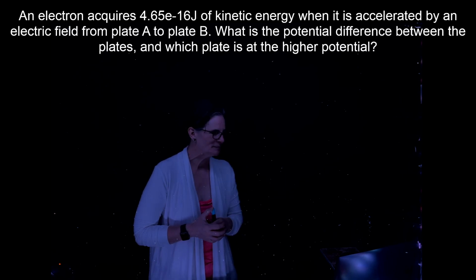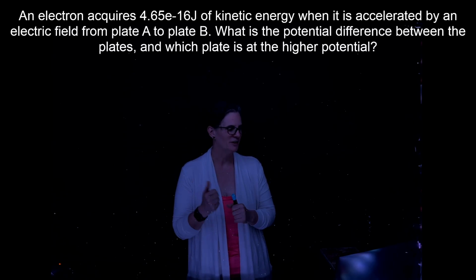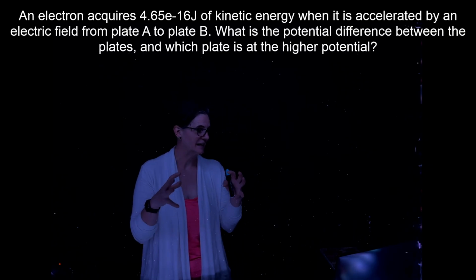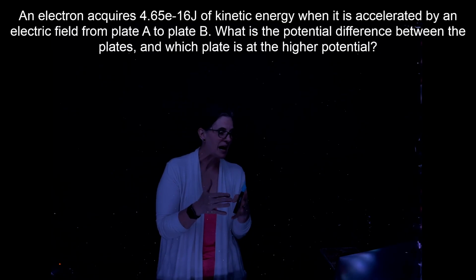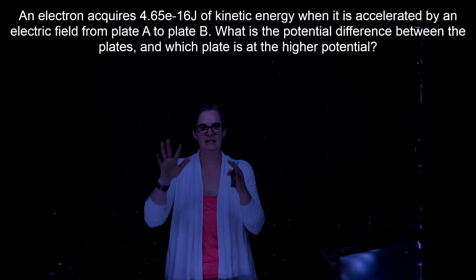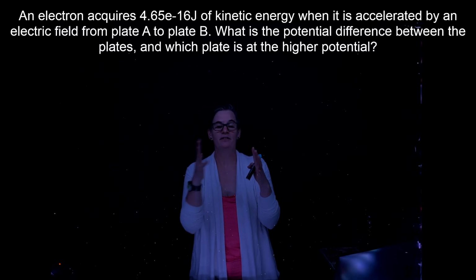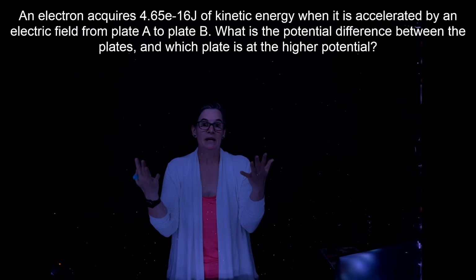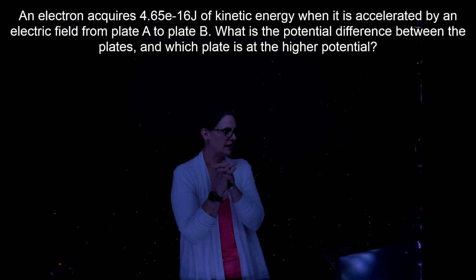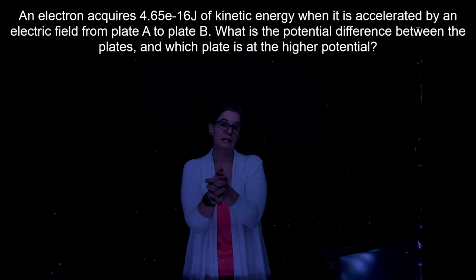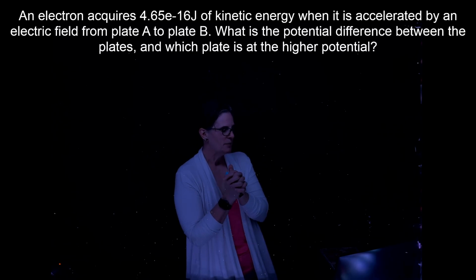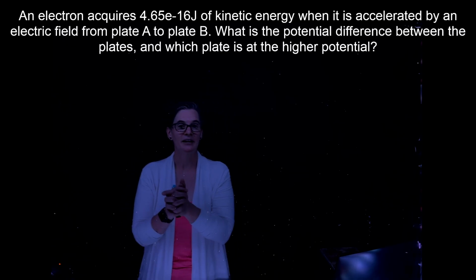And we're going to put all those different ways to use. So we have an electron, a charged particle, that acquires 4.65 times 10 to the minus 16 joules of kinetic energy when it is accelerated by an electric field between two plates, plate A and plate B. So two charged plates, an electric field is generated between them. We know that when two plates are close together, it's a uniform electric field that is generated between them. What is the potential difference, the voltage, between the two plates, and which plate is at a higher potential?